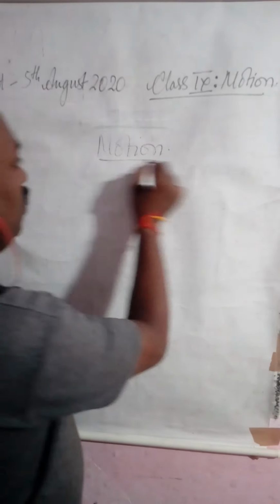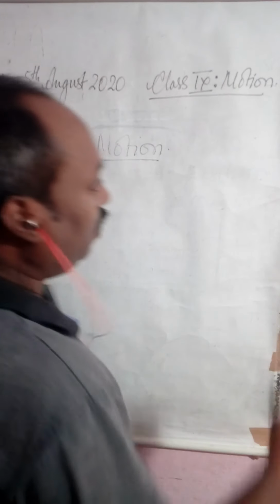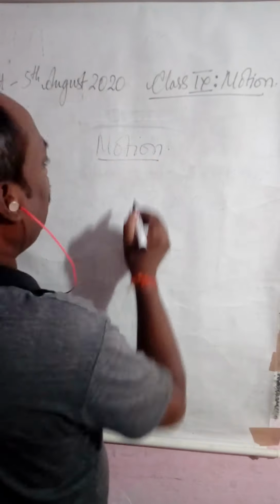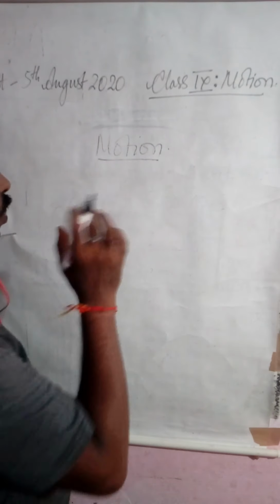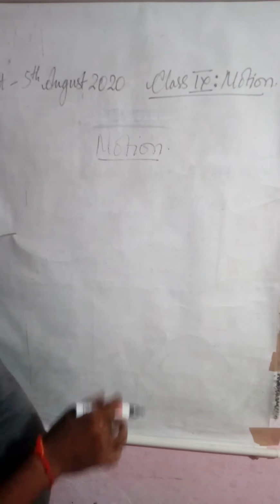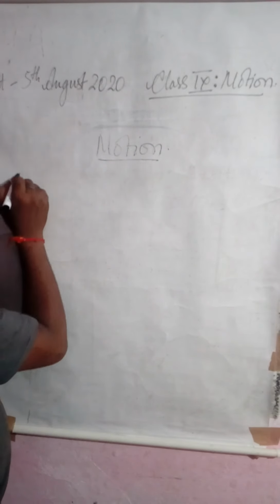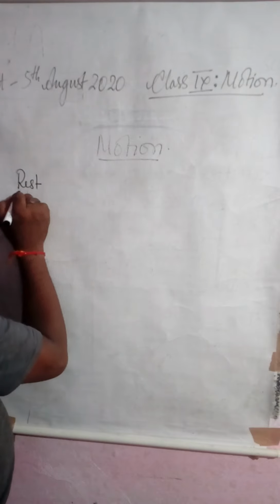In this chapter we will try to understand when an object is positioned to be at rest or at motion. So when we say motion, we need to understand how to define it. To define motion, we need to understand what is rest. You must be aware of the word rest.